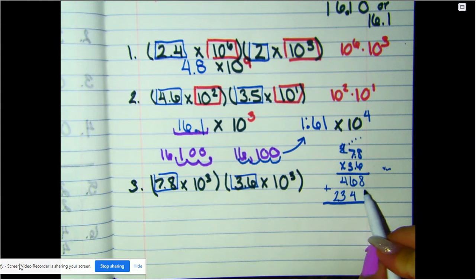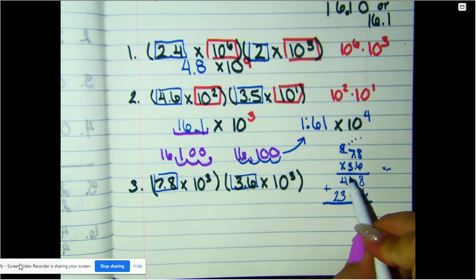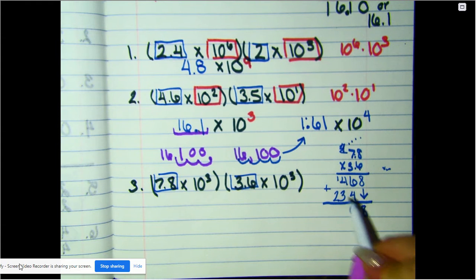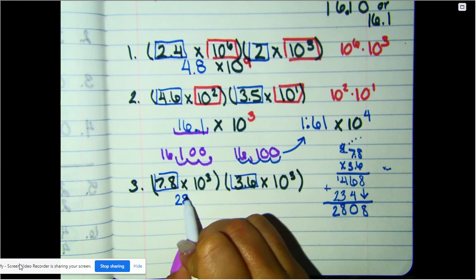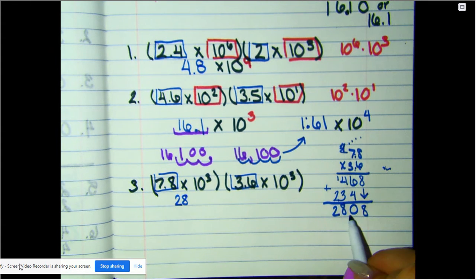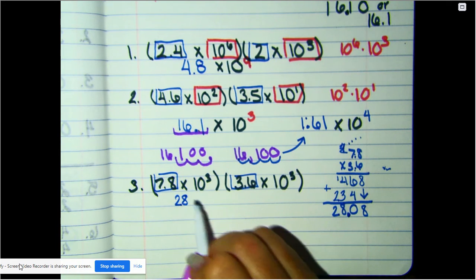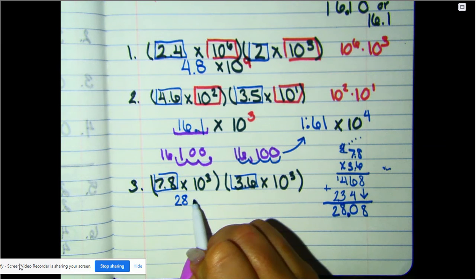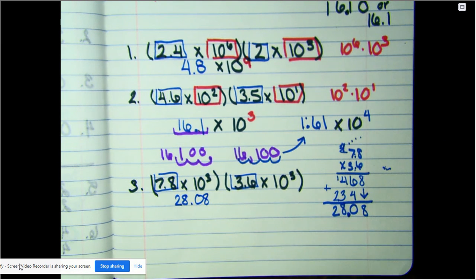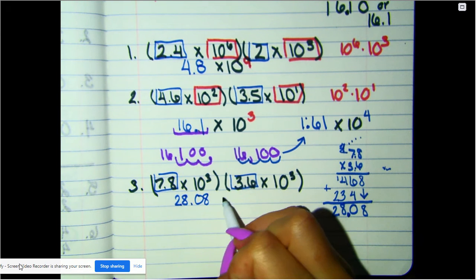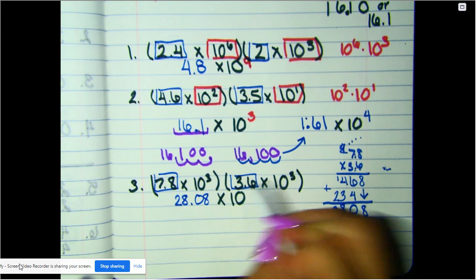Adding those up, we're going to bring down my 8, 10, 8, and then 2. So I have 28. And I had my 2 decimal points in my factors here, and then I have 2 decimal place values in my product. So we have 28.08, always multiplied by the base of 10.